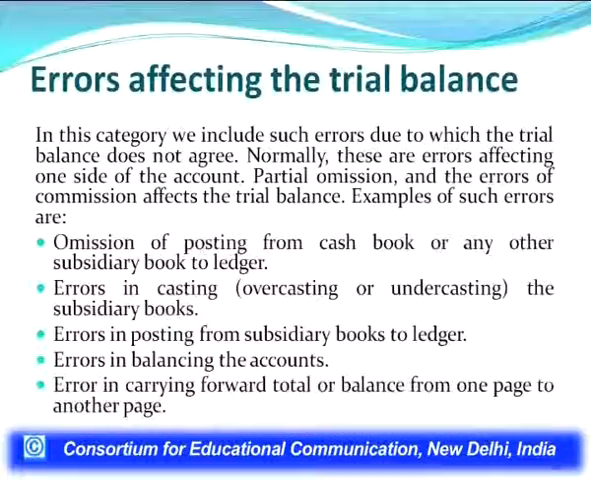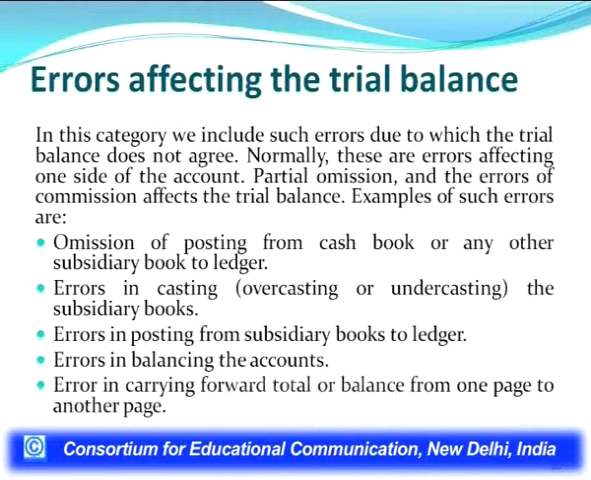Now, we would see the errors from a different aspect. This aspect is the errors affecting the trial balance or errors not affecting the trial balance. There are certain errors, if they have been committed, then the trial balance shall be affected, it will not be tallied. So, in this category, we include such errors due to which the trial balance does not agree. Normally, these are the errors affecting one side of account, and we know that we are following double entry system. In double entry system, the transactions are recorded in two different accounts. If this is a partial omission or errors of commission, it may affect the trial balance. So, we will discuss some such errors.